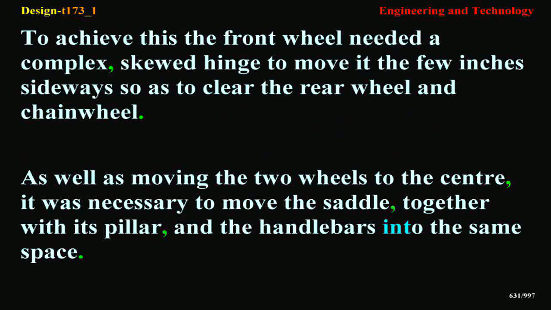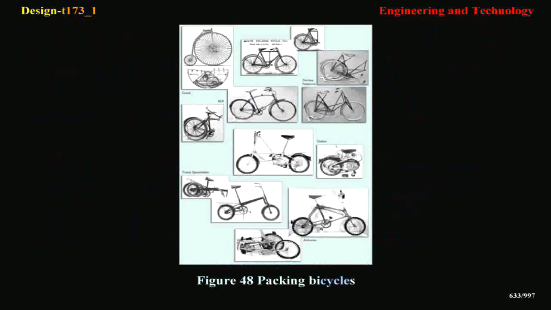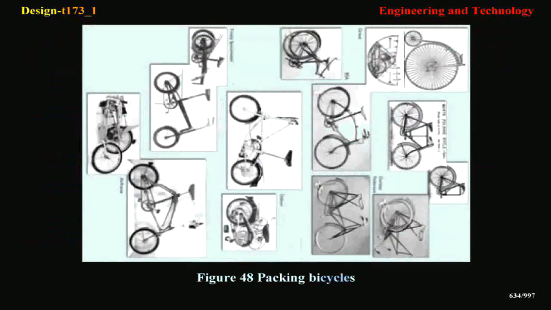It was necessary to move the saddle, together with its pillar, and the handlebars into the same space. The seat pillar telescoped to get the saddle into the packing space, which had the advantage that saddle height adjustment and packing were accomplished by the same mechanism. The telescope seat pillar slid down behind the hinged rear wheel, so locking it in place, an important feature that has survived the transition from prototype to production. Figure 48: Packing bicycles.